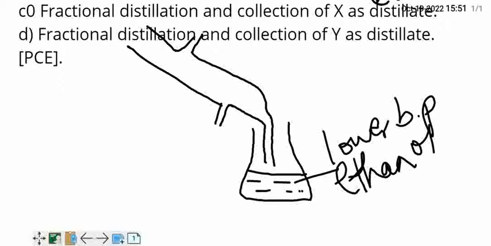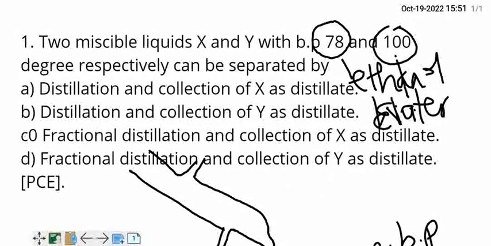The reason is simply because ethanol is more volatile than water. Ethanol will boil first when you heat the mixture. So ethanol will be collected as the distillate. So our answer to question 1 is fractional distillation and collection of X as distillate, which is option C.